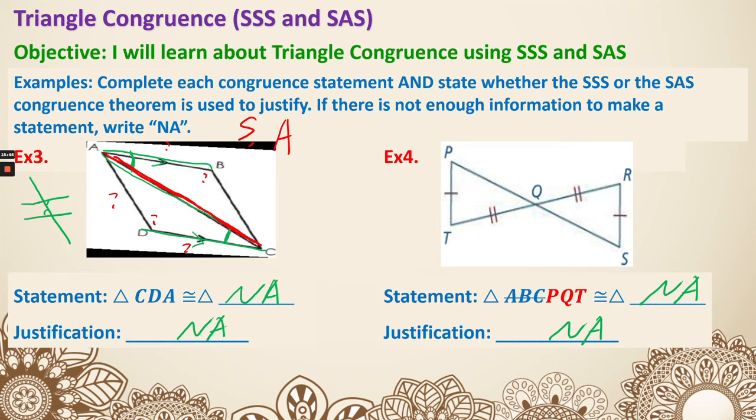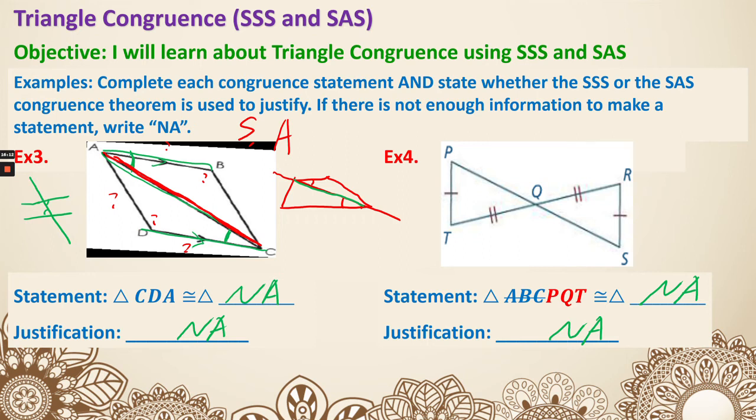In fact, here's an example of a shape that has one pair of parallel lines and one pair of congruent angles. If I just make a trapezoid, I still have these two angles being the same, and I still have this side being shared. You can clearly see these two triangles are not congruent. We have to know if sides are congruent to make it congruent.